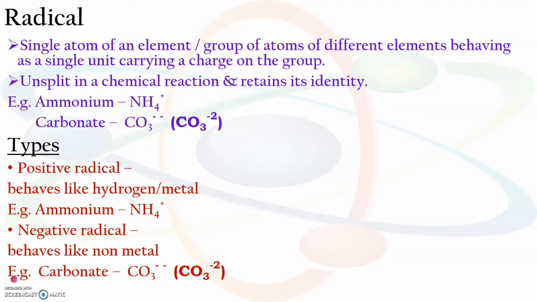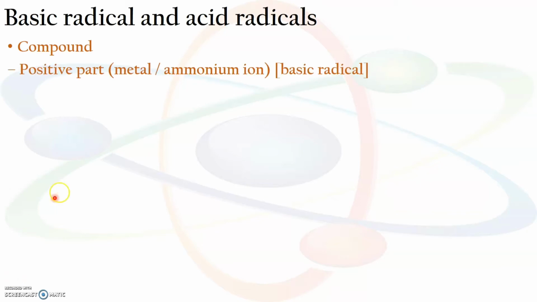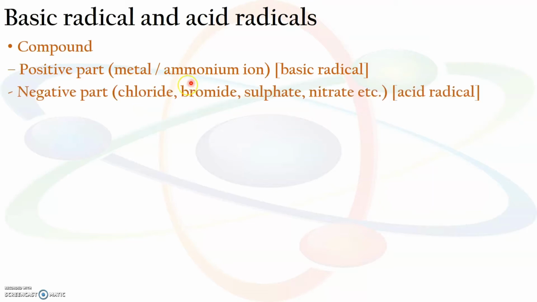Now let us see what are basic radicals and acid radicals. Generally, a compound is said to have a positive part and a negative part. The positive part of a compound can either be a metal or it can be ammonium ion. While the negative part of a compound can be chloride, bromide, sulfate, nitrate, etc. The positive part of a compound is called basic radical, while the negative part of a compound is known as acid radical.